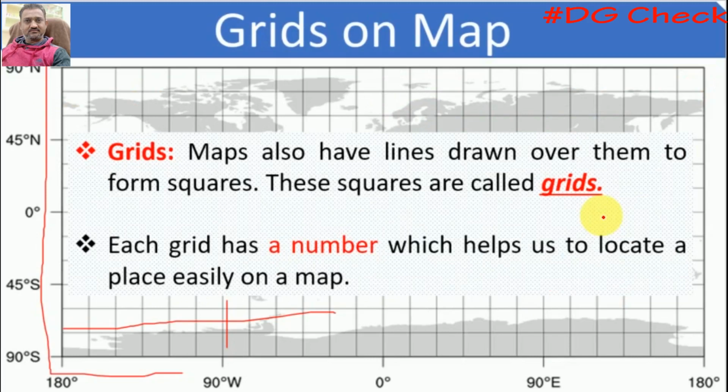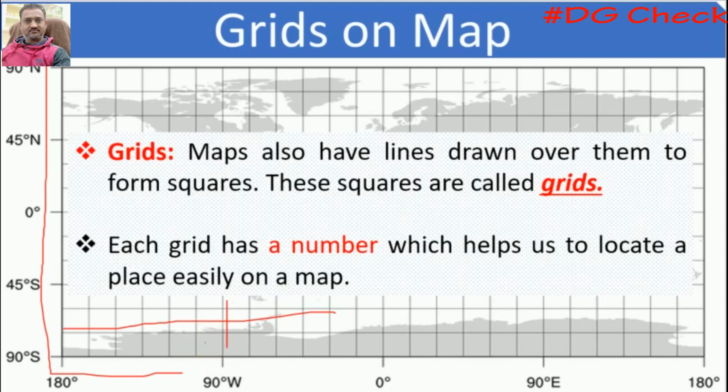Likewise, on the map you can see the grid lines, meaning lines and numbers. These numbers are shown on the map. It means grids. Maps also have lines drawn over them to form squares. These squares are called grids. Each grid has a number which helps us to locate a place easily on a map.